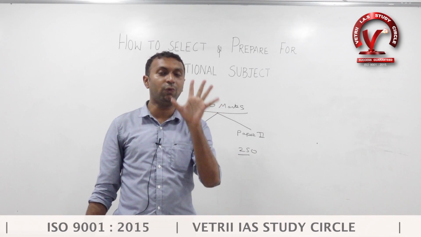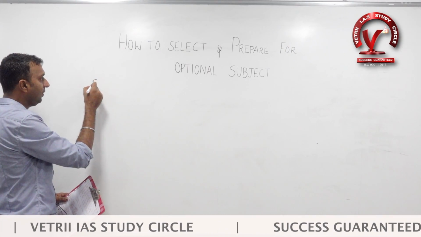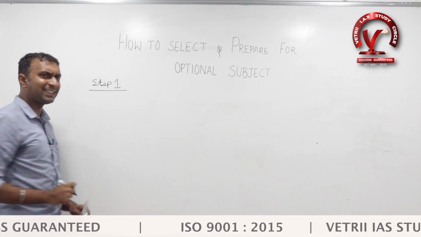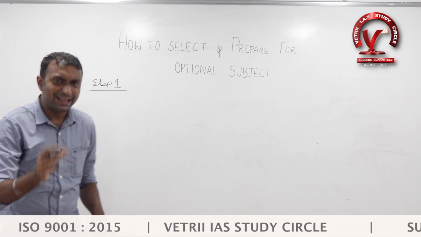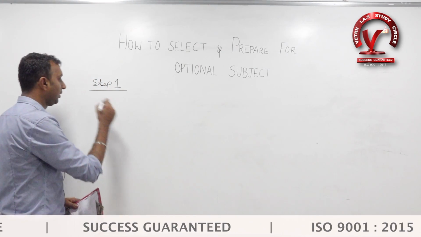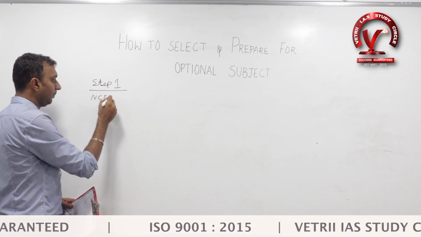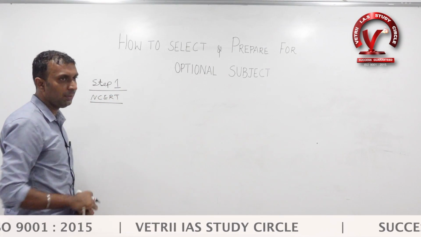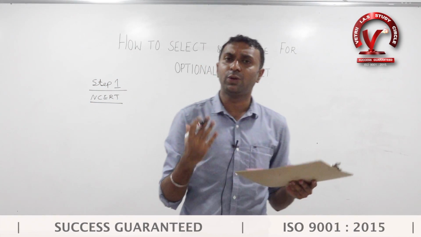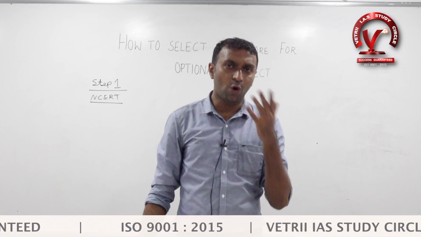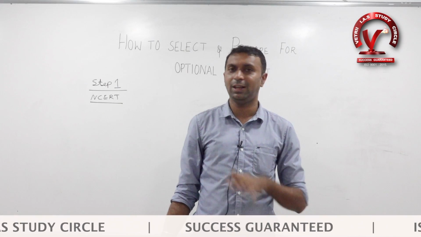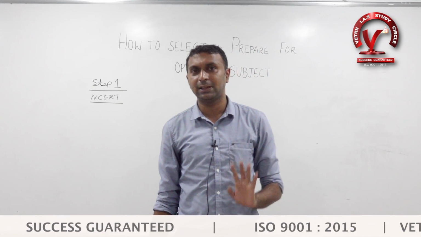Today we are going to tell you 5 steps. Okay, we have step number 1. What is step number 1? Step number 1 is selecting an optional subject. How to select? Read NCERT books. We all know that NCERT is very important for cracking your civil service examination, whether you choose an optional or not. Without reading NCERT, no one can crack the preliminary examination.